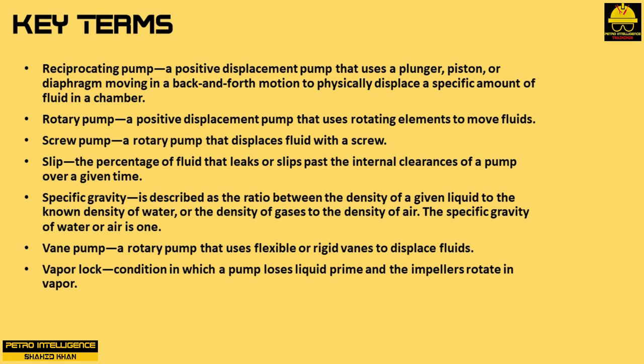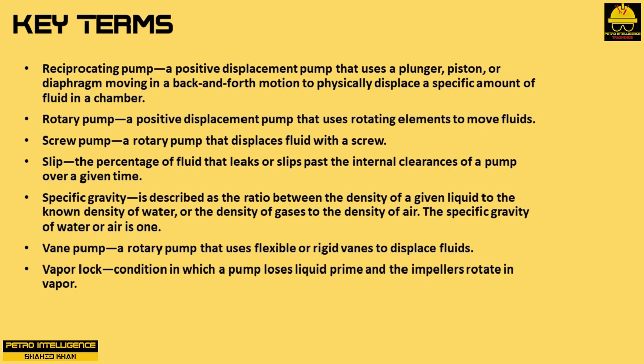Reciprocating pump is a positive displacement pump that uses a plunger, piston, or diaphragm moving in a back and forth motion to physically displace a specific amount of fluid in a chamber. Rotary pump is a positive displacement pump that uses rotating elements to move fluids. Screw pump is a rotary pump that displaces fluid with a screw. Slip is the percentage of fluid that leaks or slips past the internal clearances of a pump over a given time.